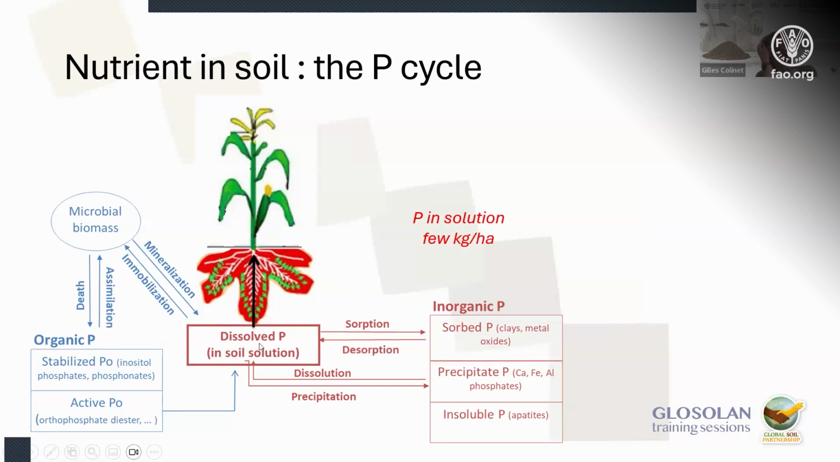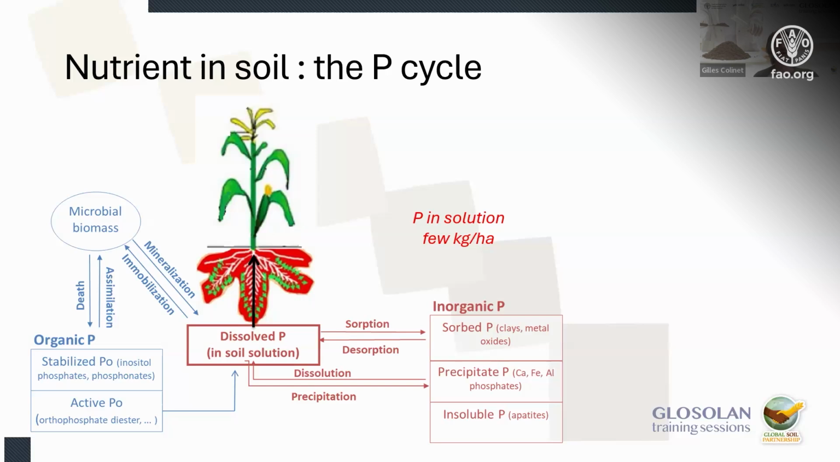This pool of soil solution is fed either by the mineralization of the organic phosphorus, and the organic phosphorus will give you a collection of molecules, of which some are stabilized and others are called active phosphorus. And it's mainly the active organic phosphorus, with molecules such as orthophosphate diester, that can feed the soil solution.